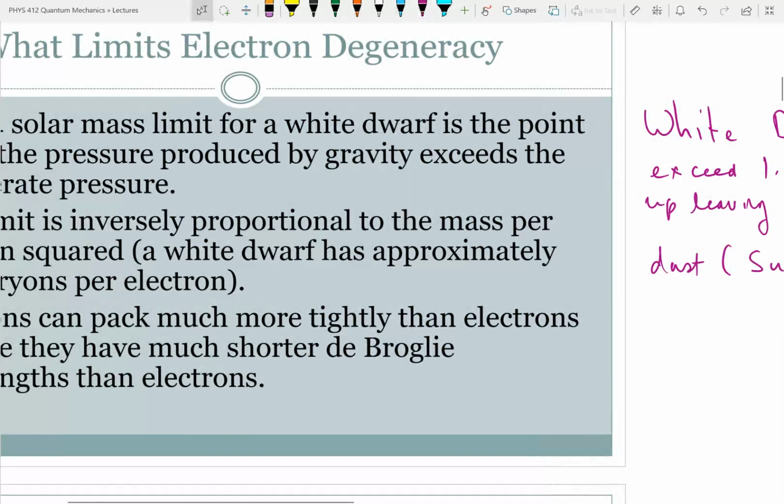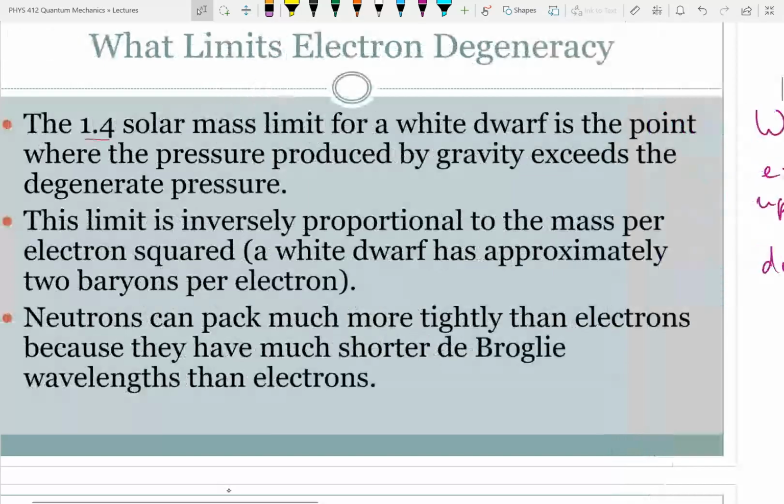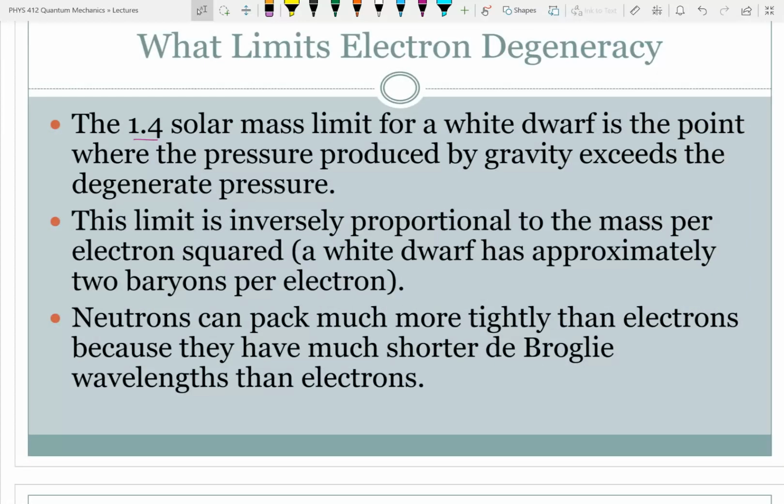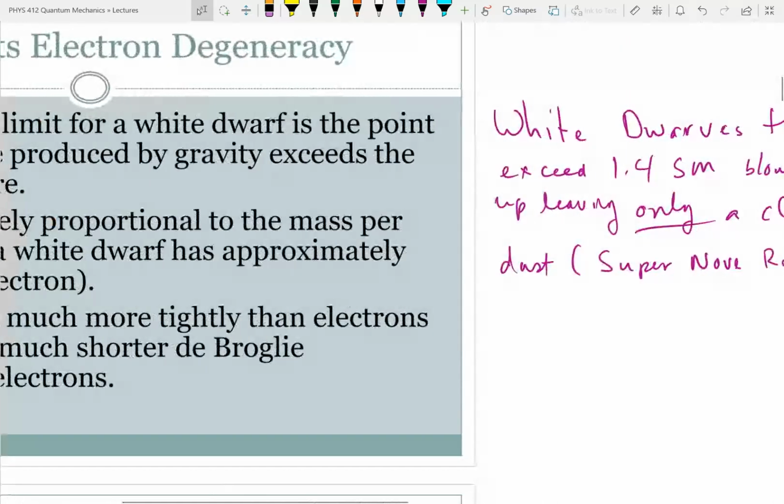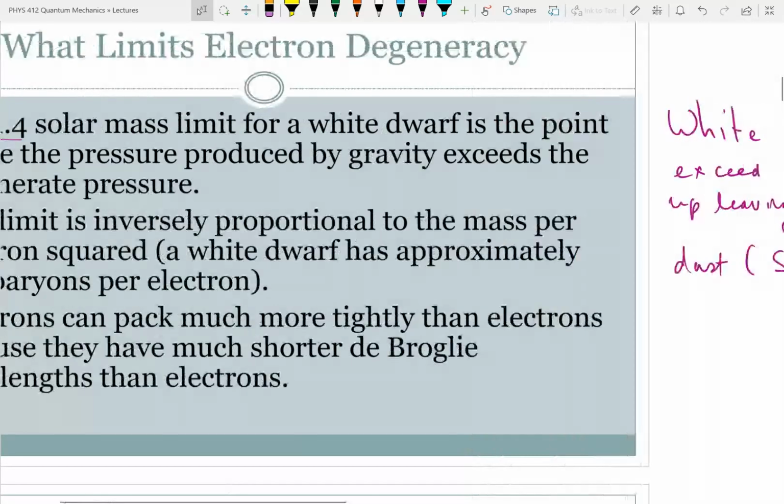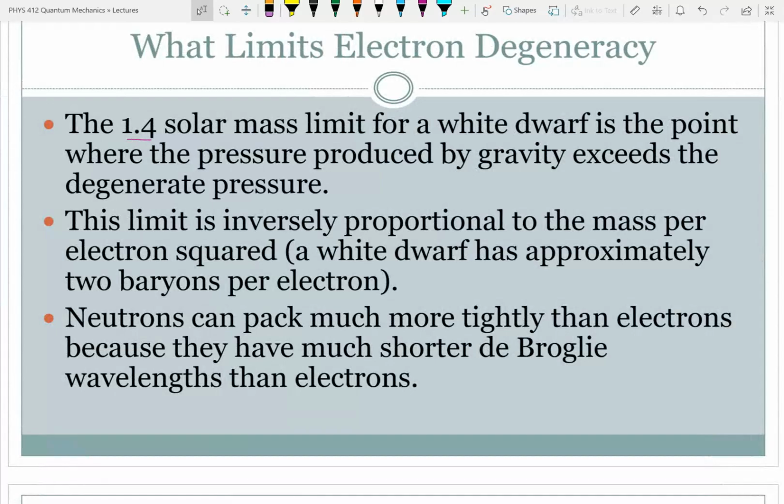So that's what happens to a white dwarf. It doesn't make a black hole ever. It will just blow up. And so if a star at its death stage is less than 1.4 solar masses, it just blows up. If it's more than 1.4 solar masses, then it will do that electron capture, create neutrons.